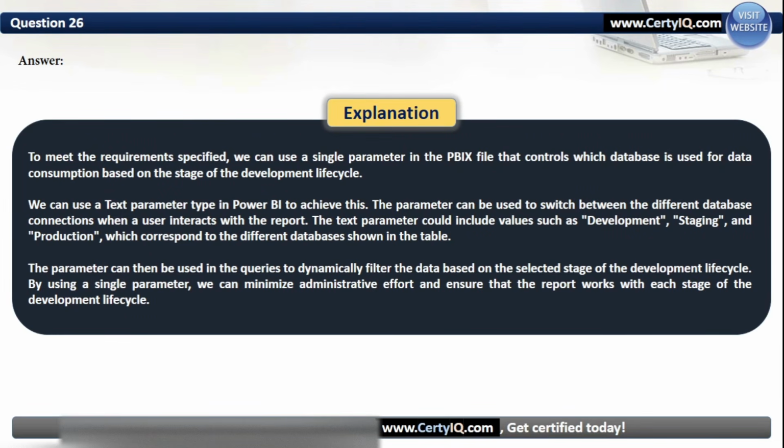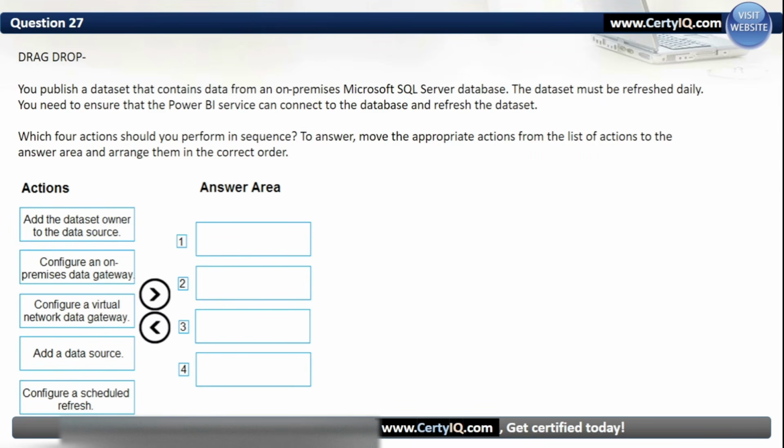Question 87. Drag drop. You publish a dataset that contains data from an on-premises Microsoft SQL Server database. The dataset must be refreshed daily. You need to ensure that the Power BI service can connect to the database and refresh the dataset. Which 4 actions should you perform in sequence? To answer, move the appropriate actions from the list of actions to the answer area and arrange them in the correct order. The actions provided to us are: add the dataset owner to the data source, configure an on-premises data gateway, configure a virtual network data gateway, add a data source, configure a scheduled refresh.